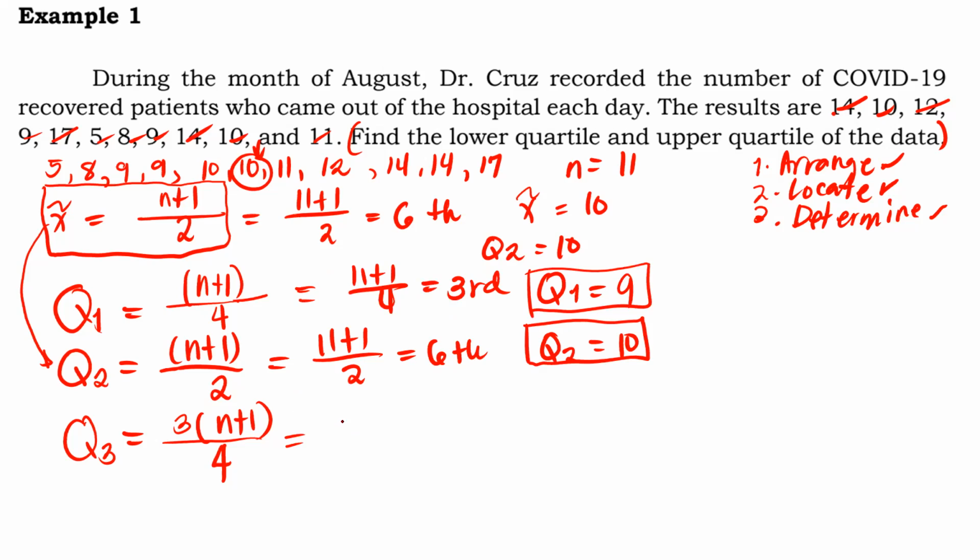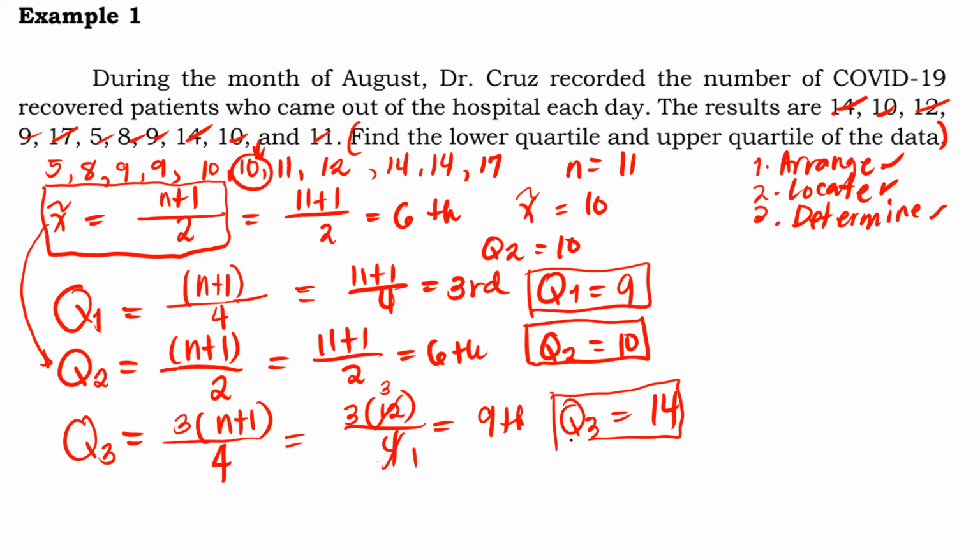How about for Q sub 3? Here we have 3 times 12 divided by 4. We can cancel out here. Cancel out, we have 3. Then 1. So we have the ninth data. So Q sub 3 here is equal to 14. We have 14 as the answer.